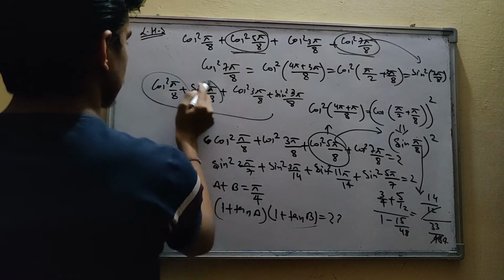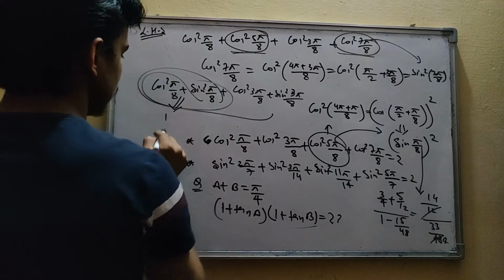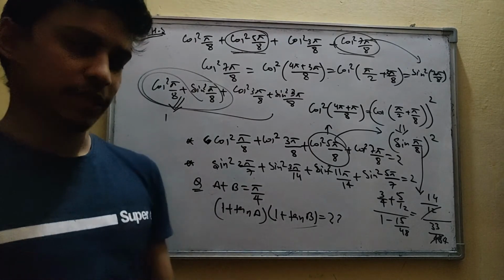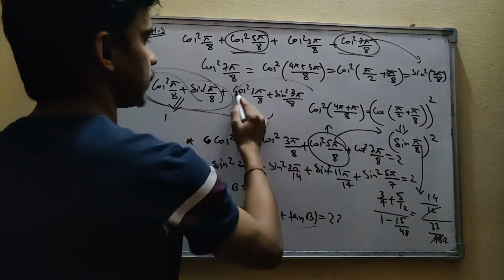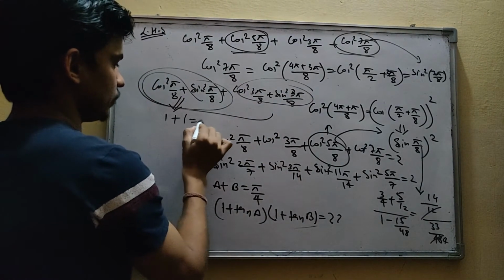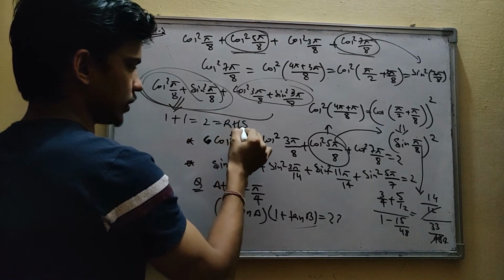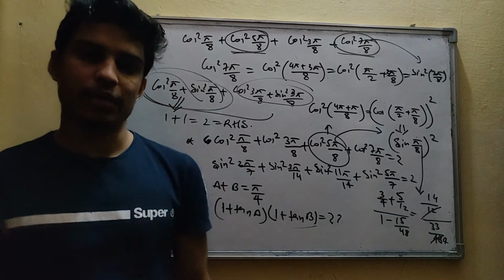So, okay, these two is equal to 1 by identity. You know that cos square theta plus sin square theta is 1, and in the same way this is also 1 by identity. So 1 plus 1 is 2 equals RHS, and hence proved. So this is how you can do this.